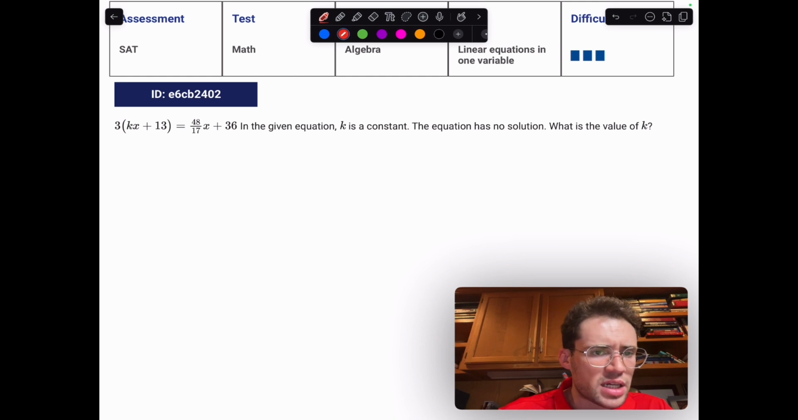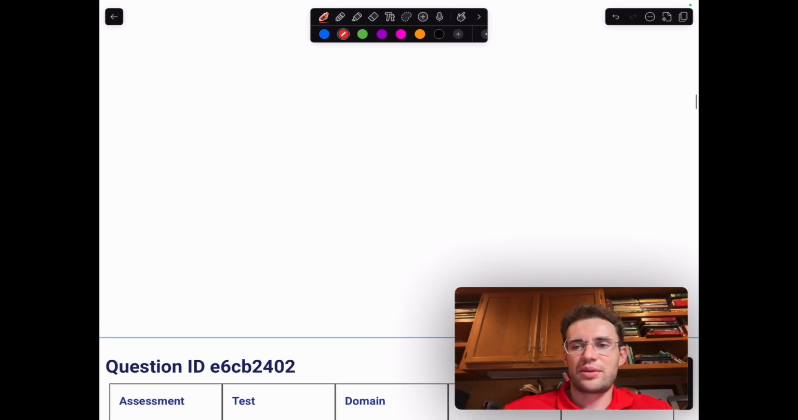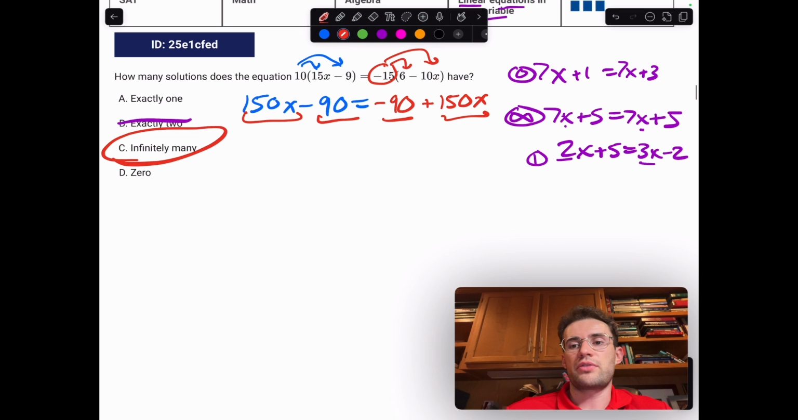We have 3 times the quantity kx plus 13 equals 48 over 17x plus 36. In the given equation, k is a constant. The equation has no solution. What's the value of k? All right, so it's the same thing that we were talking about in the previous problem, where if you have the same coefficient in front of x on both sides, so basically the x's could cancel out.